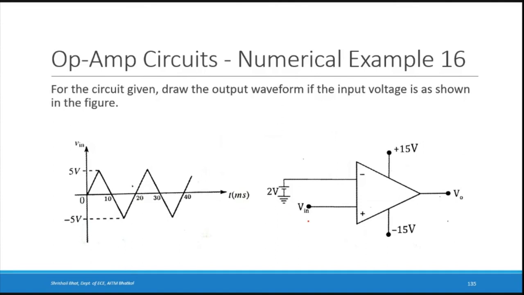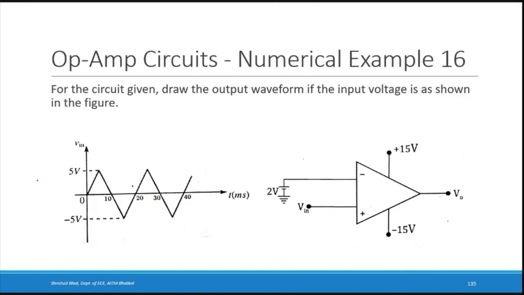So in our circuit, we have Vin connected at the non-inverting input terminal, but at the inverting input terminal, we have 2 volts. That means this is a comparator circuit which compares this Vin with 2 volts. If this Vin is greater than 2, then output will be equal to plus VCC. If Vin is lesser than 2, output will be equal to minus VEE. Right?